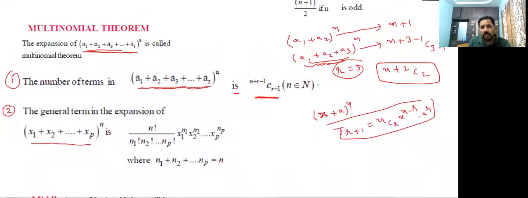But for trinomial, quadrinomial, whatever it is, how to find the general term? This is the formula: n factorial by n1 factorial, n2 factorial, and so on np factorial, into x1 power n1, x2 power n2, and so on xp power np, where n1 plus n2 plus and so on up to np, the sum of the terms, is n. This is the general term in the multinomial theorem. These formulas are there.